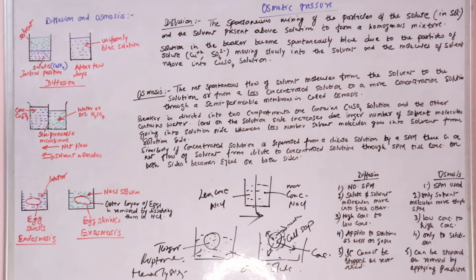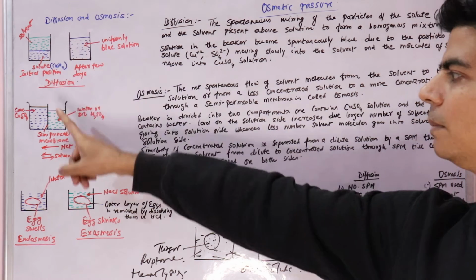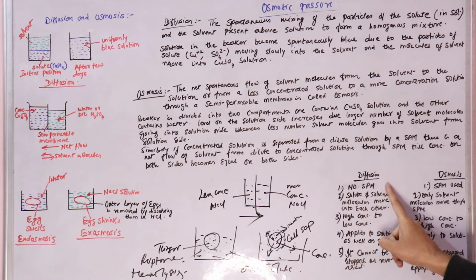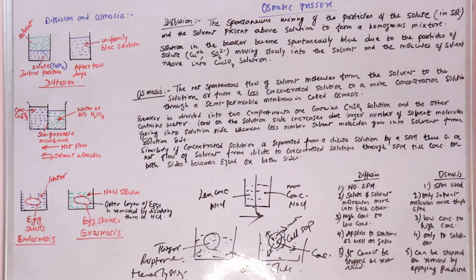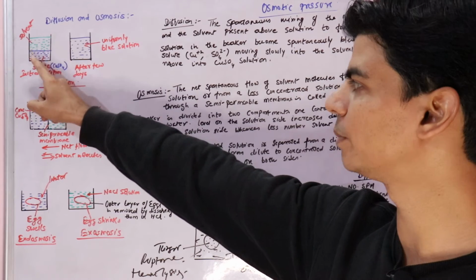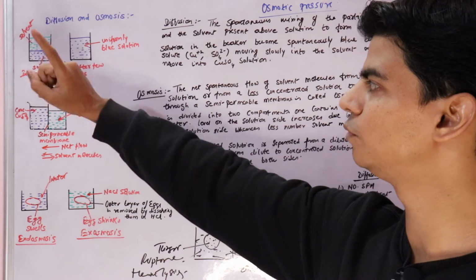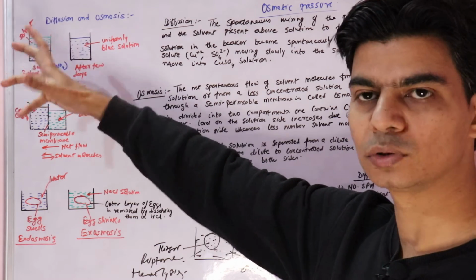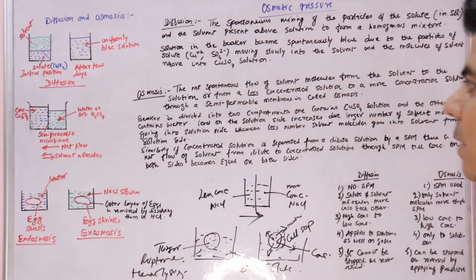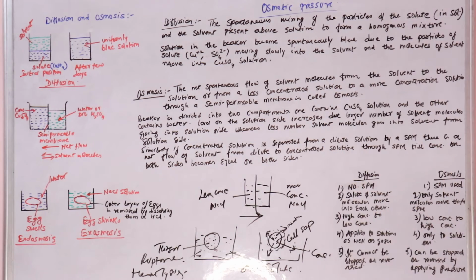Now, we have understood diffusion and osmosis. Now let's see what is the difference between these two. We know that in diffusion there was no semi-permeable membrane, but in osmosis we have a semi-permeable membrane. In diffusion, solute and solvent molecules move into each other. Here we have seen that copper sulfate particles moved into the solvent, and solvent particles moved into the copper sulfate, right? So movement is on both sides, solute as well as solvent is moving. But in case of osmosis, it's only the solvent which is moving through the semi-permeable membrane, in both directions, right?